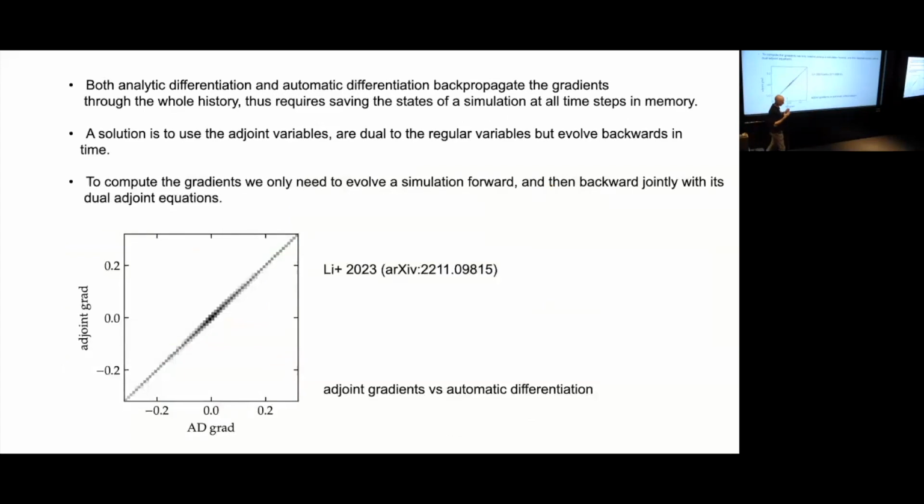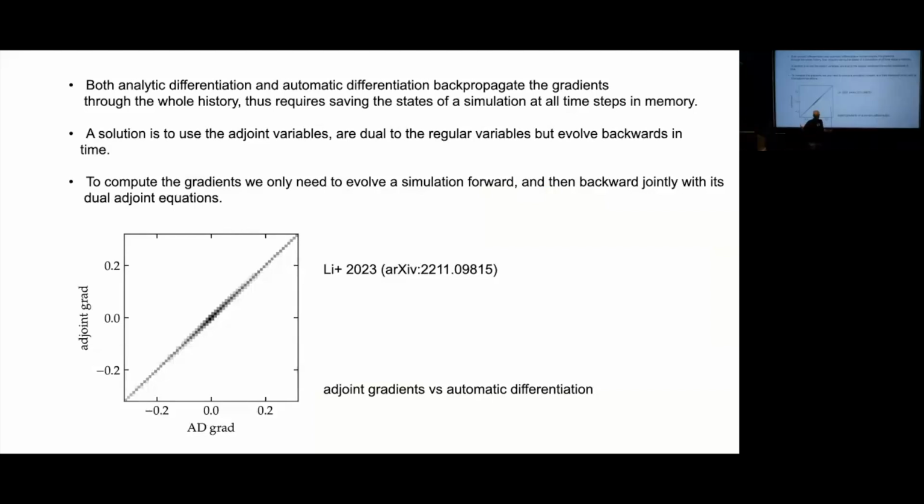And then one issue with these differentiable simulations is that you need to save all the states of the simulation in time at every single time step in memory. So you're limited to maybe 10 time steps or 50 maximum. Okay. But there's a nice paper by Yin Li recently showing that, in fact, you could use some variables, the adjoint variables that are dual to the regular variables, and they evolve backwards in time. So to compute the gradients, you only need to evolve the simulation forwards, and then you can go backwards using the adjoint equation. And so as long as you have a reversible process, which you do, then you can just do this and you can save all the memory. And I think that's really a nice thing.